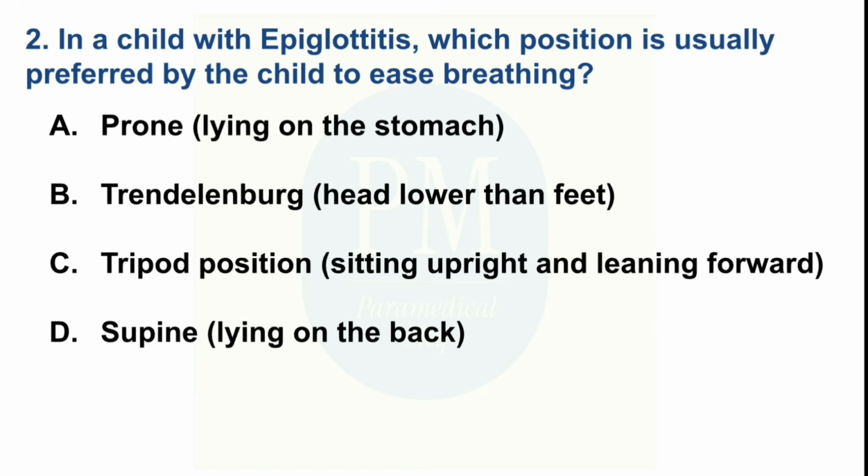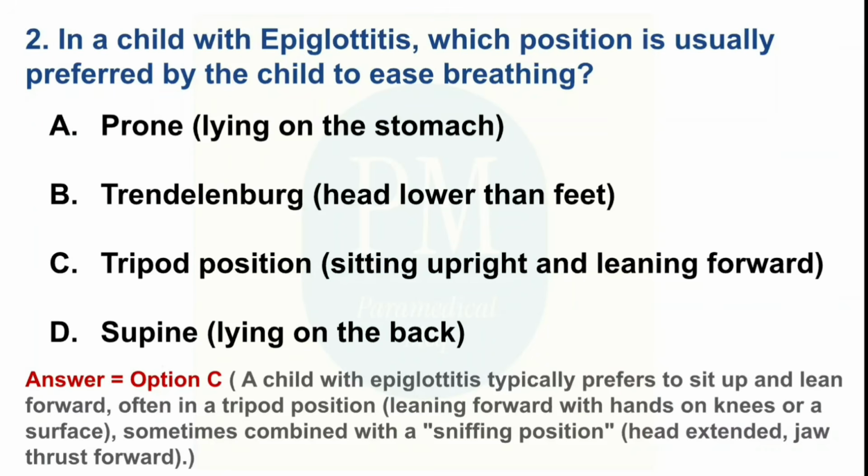In a child with epiglottitis, which position is usually preferred by the child to ease breathing? Option A, prone, lying on the stomach. Option B, Trendelenburg, head lower than feet. Option C, tripod position, sitting upright and leaning forward. Option D, supine, lying on the back. The correct option is option C, tripod position, sitting upright and leaning forward.